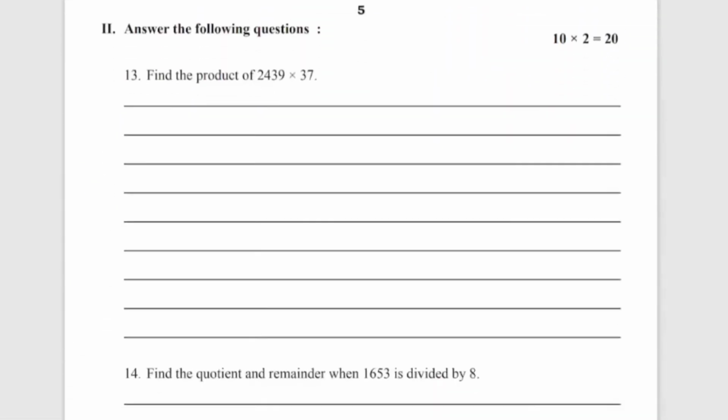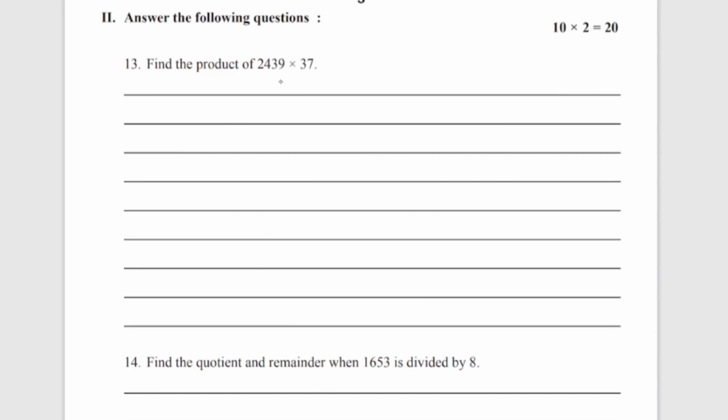We completed the multiple choice questions. So the next section is answer the following questions. There are 10 questions for 20 marks. The 13th question is find the product of 2439 into 37. 7 9s are 63, 3 and 6 carry over. 7 3s are 21, plus 6 is 27, 7 and 2 carry over. Strike off the carryovers which you have already taken. So 7 4s are 28 plus 2 is 30, 0 and 3 carry over. 7 2s are 14 plus 3 is 17.